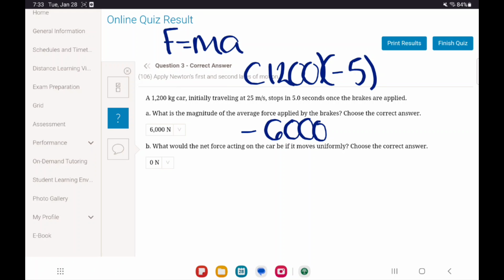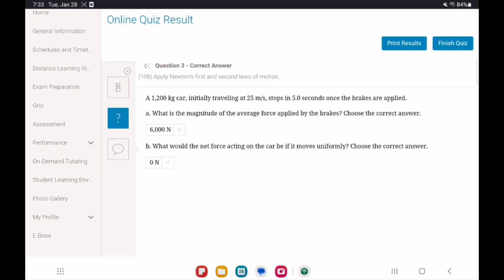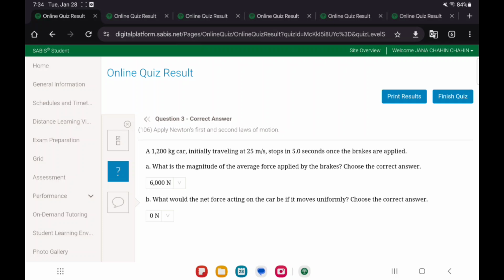Okay, like I said, you can't have a magnitude or a force that's a negative, so we just change it into a positive. And that's how you find the first part. Now in the second part, they're telling you what would be the net force if the car moves uniformly. That means it's moving at a constant speed or it's at rest. So both of these are 0 newtons, so 0 force, so that's the answer. And that's 3.13 done, which everyone thought was hard and it wasn't.